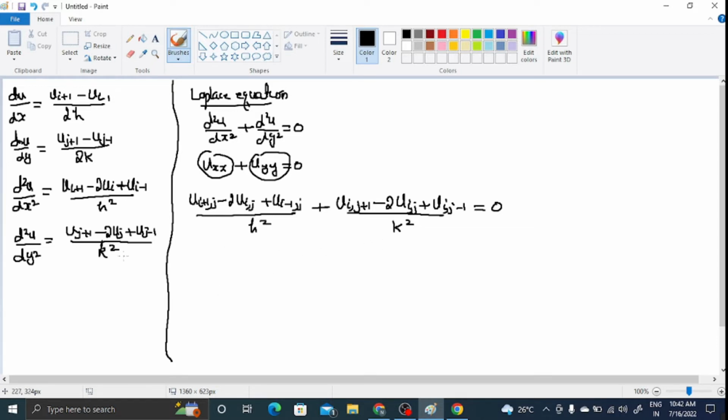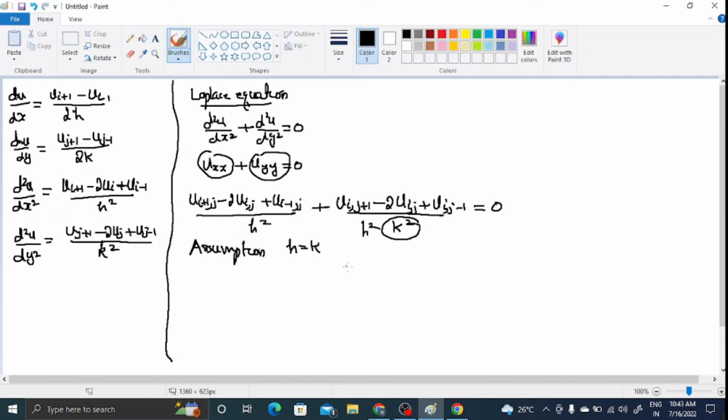Then we made an assumption to simplify this equation. The assumption is that the periods of both x and y are equal, meaning h is equal to k. If h is equal to k, we can replace k square with h square. So what is the advantage? The denominator is h square and the right hand side is 0, so we can remove h square.